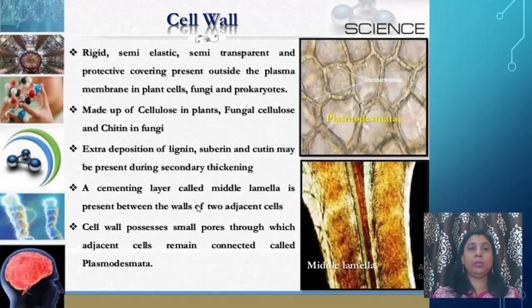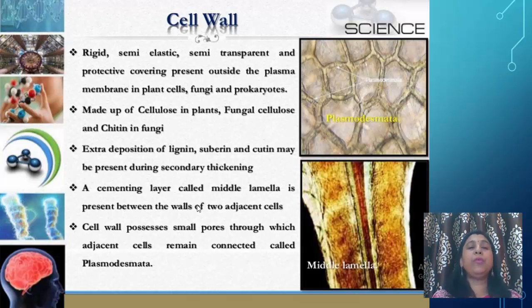Now coming to cell wall. It is a rigid, semi-elastic, semi-transparent and protective covering which is present outside the plasma membrane in plant cells, fungi and prokaryotes. Means cell wall is present only in plant cells, fungi and prokaryotes. It is not present in animal cells and it is present outside the cell membrane, means it gives extra protection to the cells of plant, fungus and prokaryotes.